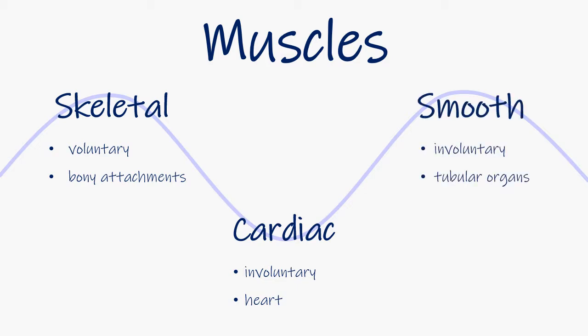The third is smooth muscle. This is also an involuntary muscle that is located in many tubular organs throughout the body, one example of which is the gastrointestinal tract. Let's begin by looking at an overview of skeletal muscle.